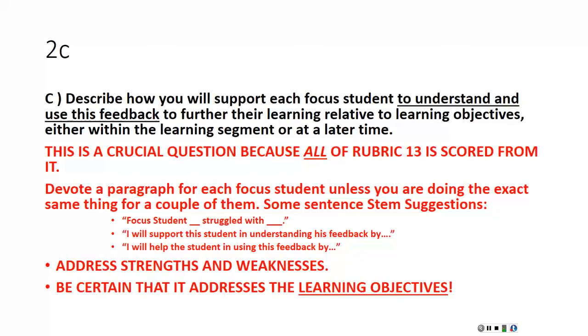2C. 2C is rubric 13. Now don't scrimp on this one because I'll warn you, every single bit of stuff that's used to score rubric 13 comes from this one little answer to this one question. So a lot of people don't do well on rubric 13 because they think, oh, well, you know, this is enough. I can tell by looking at it whether or not you've written enough, whether it's going to be a 3, 4, 5, or a 1. This is crucial because all of rubric 13 is scored from just 2C.